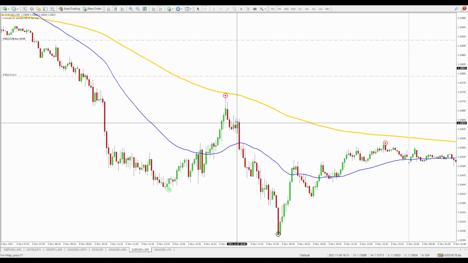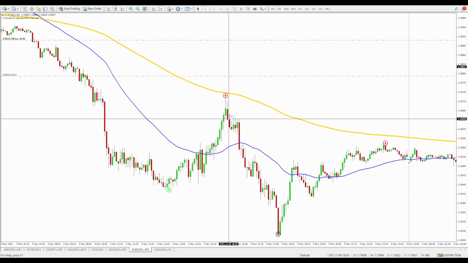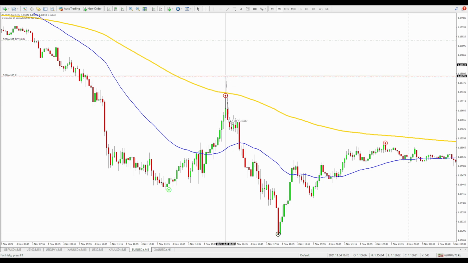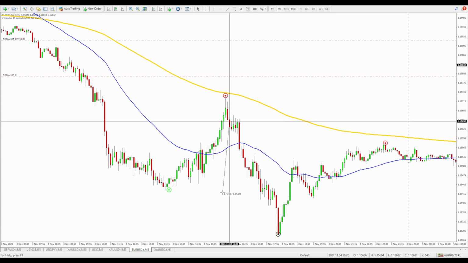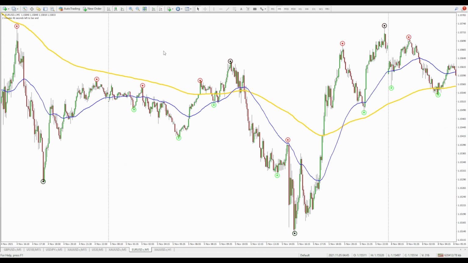Once that prints, we enter for a sell, with stops 5 pips above here, and our targets will be the bottom right there. So that's about 22 pips, and we're risking about 13 to 14 pips to make 22 pips. Very nice risk to reward. And that is just that simple, guys.